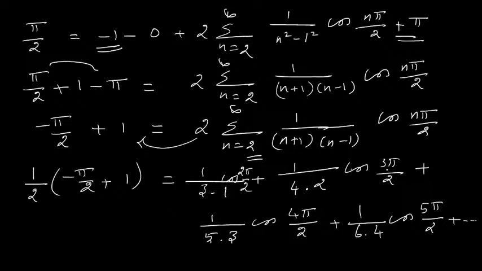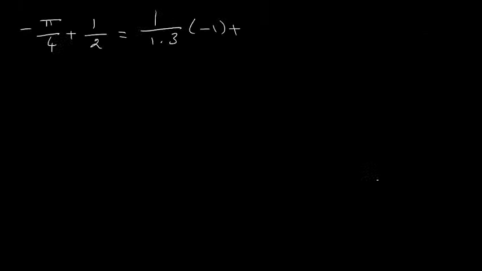pi by 2. You know the value of cos 3 pi by 2. What is the value of cos 3 pi by 2? That is cos 270. The value of cos 270 or 3 pi by 2 is, you know already, that is 0. Am I right? So this term becomes 0 since cos 3 pi by 2 takes the value 0. So the second term vanishes.